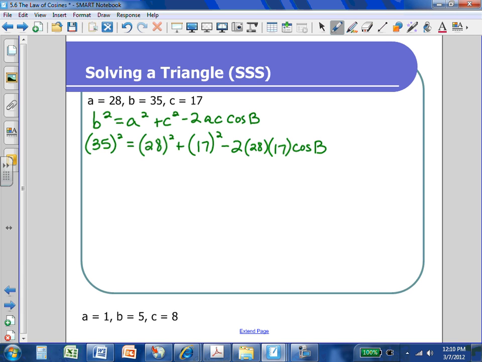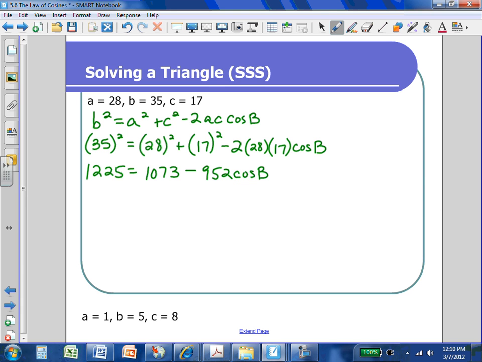All right, so we're going to clean this up a little bit. 35 squared is 1,225. That's equal to, if I combine 28 squared plus 17 squared, I get 1,073 minus 2 times 28 times 17 gives you 952 times the cosine of angle B. Okay, so I'm trying to get cosine B on a side by itself.